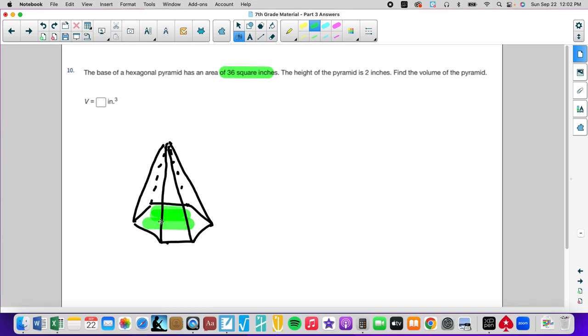So this time they give us the area of the base. And then the height of the pyramid is 2 inches. And I don't know if I'm going to use this one. Sorry.